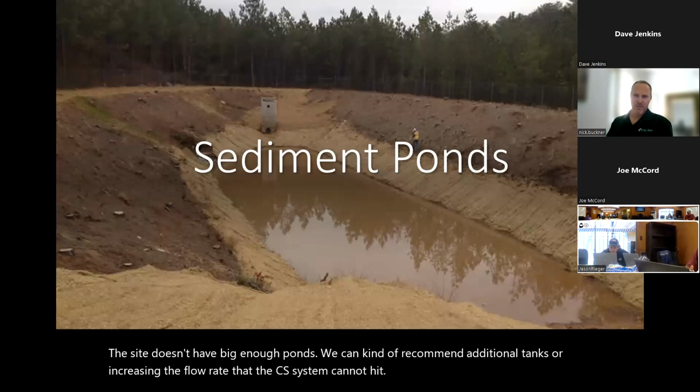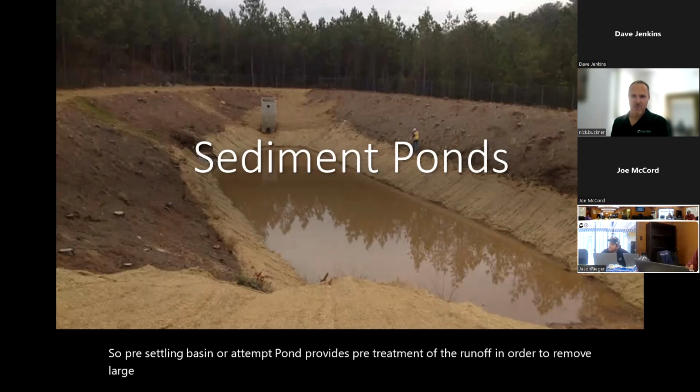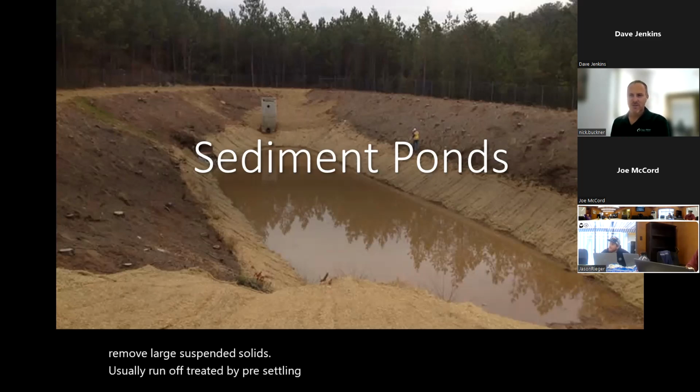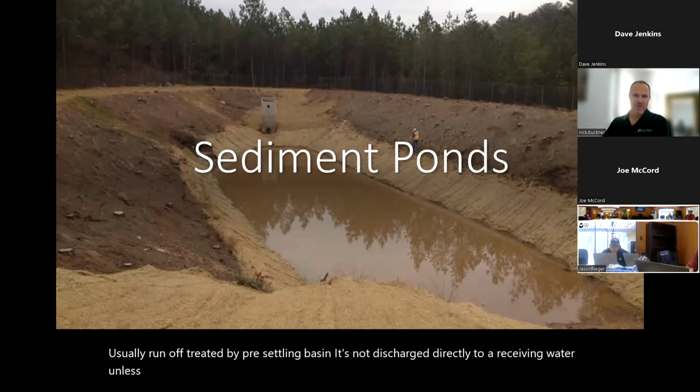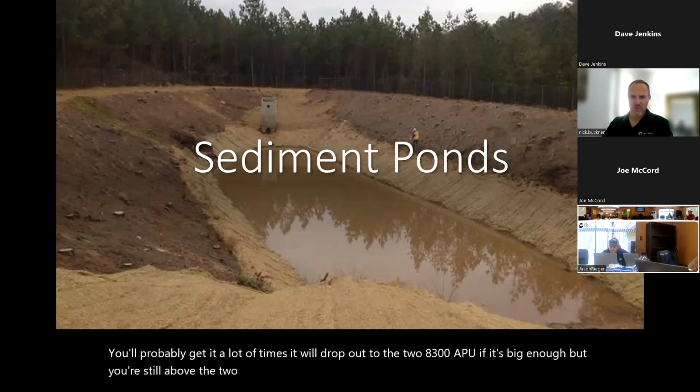So a pre-settling basin or a temp pond provides pre-treatment of the runoff in order to remove large suspended solids. Usually runoff treated by a pre-settling basin is not discharged directly to a receiving water unless it has a very long time to settle. A lot of times it'll drop out to like 280, 300 NTU if it's big enough, but you're still above the 250, which you have to report to ERTS if you're going to discharge it.